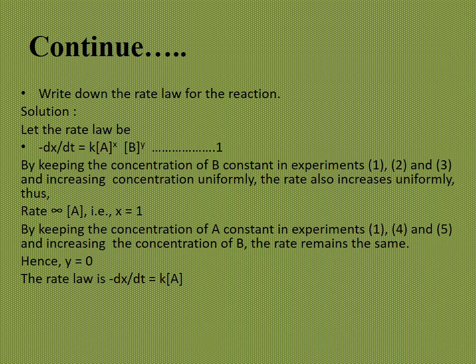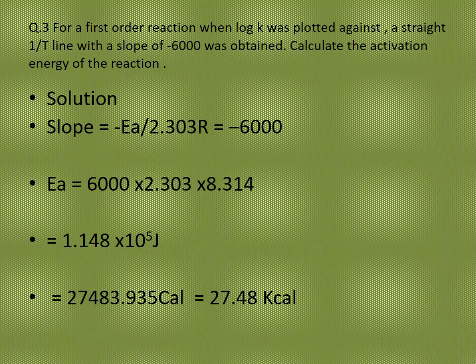And by keeping the concentration of A constant in experiments 1, 4 and 5 and increasing the concentration of B, the rate remains the same. Hence, the value of y is equal to 0. So, when we put the values of x and y in equation number 1, the rate law minus dx upon dt will be equal to k A. So, this is our rate law for the reaction.